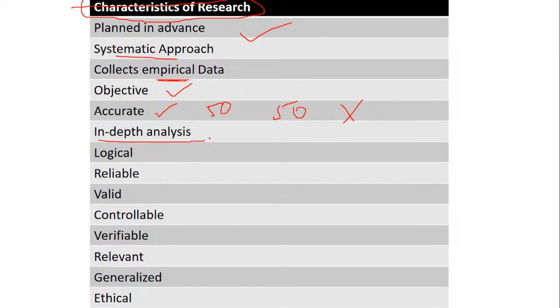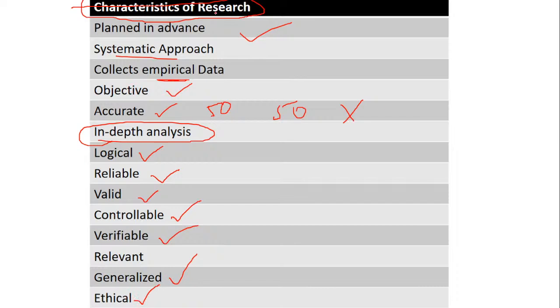In-depth analysis means you have to study in detail. Everything you do in research has to be in detail. It has to be analyzed. It has to be logical. There has to be some sense. It should be reliable. It should be valid. It should be controllable. It should be verifiable. It should be relevant. It has to be generalized, and yes, it has to be ethical.